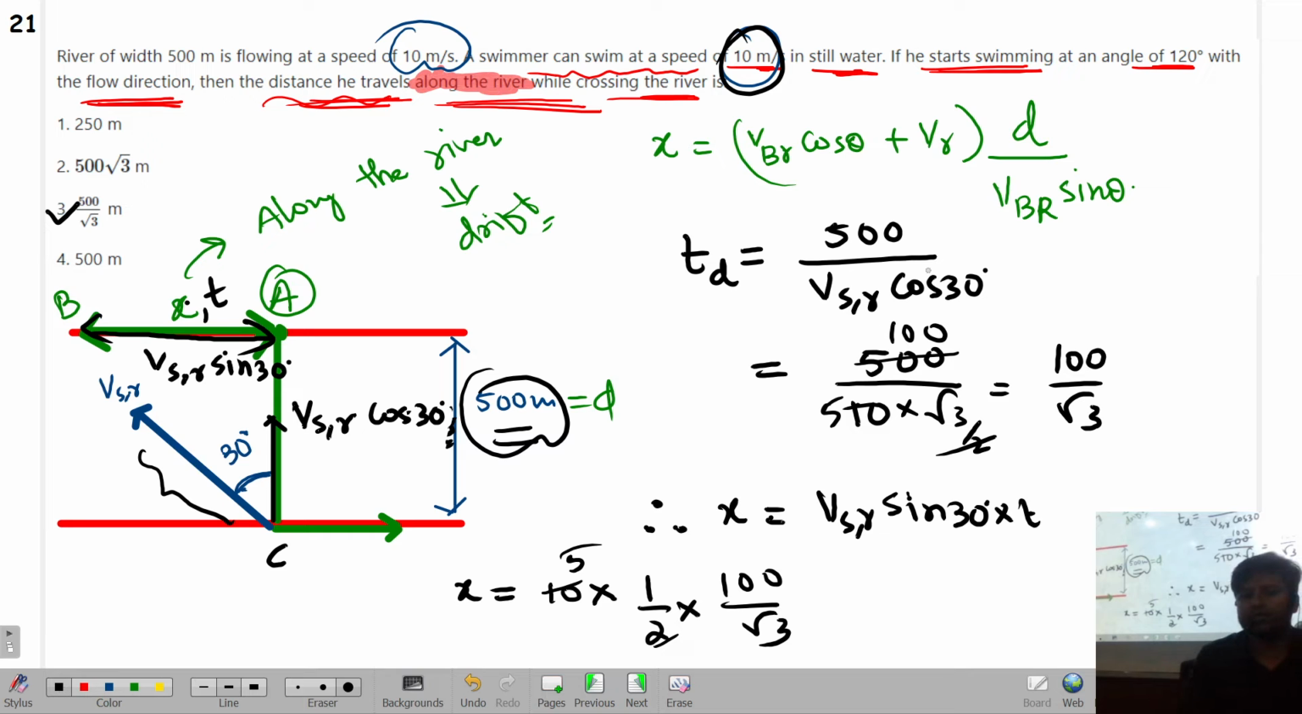Now what I have done over here, have you seen what I have done? Velocity of swimmer with respect to river, did I consider it to be 10 meter per second or not? Tell me yes or no. Actually, I think it is not still water here. Here it should be actually river. Got it or not? Because if it is still water, try to understand this, this velocity of swimmer with respect to river will be equal to 0. Got it or not? So here it should be actually river.